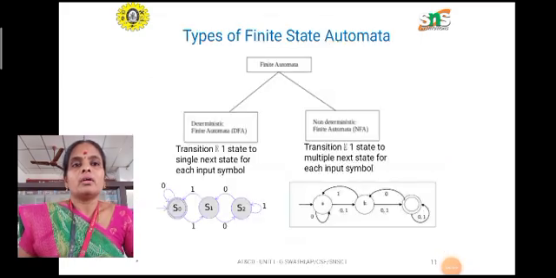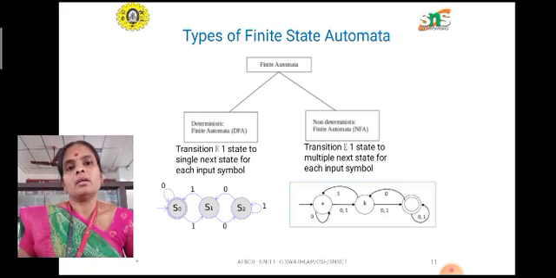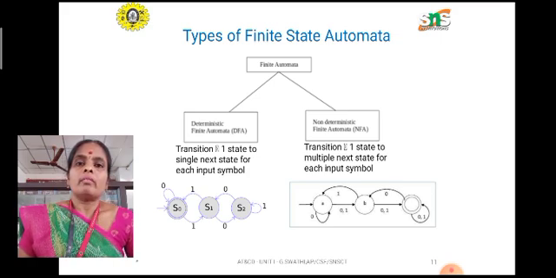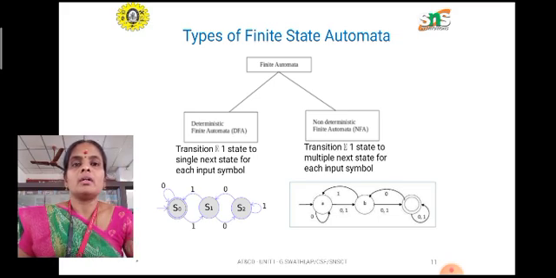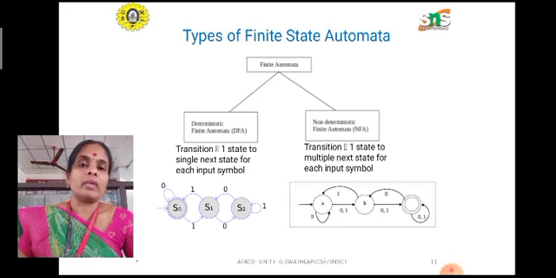Then comes the next topic, the types of finite automata. We have two types of finite state automata: the non-deterministic finite state automata and the deterministic finite state automata. When we talk about non-deterministic, the name itself implies that it is non-determinable. That means for the same input symbol, we may have more than one transition from the same state. So for an input symbol from state 1, we can have multiple transitions to different states. We cannot determine which transition will lead to the final state. So this is called non-deterministic finite automata.